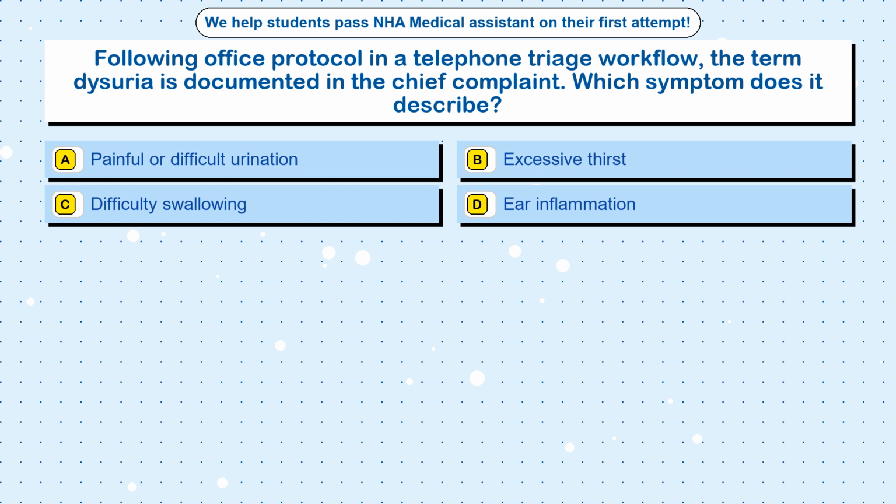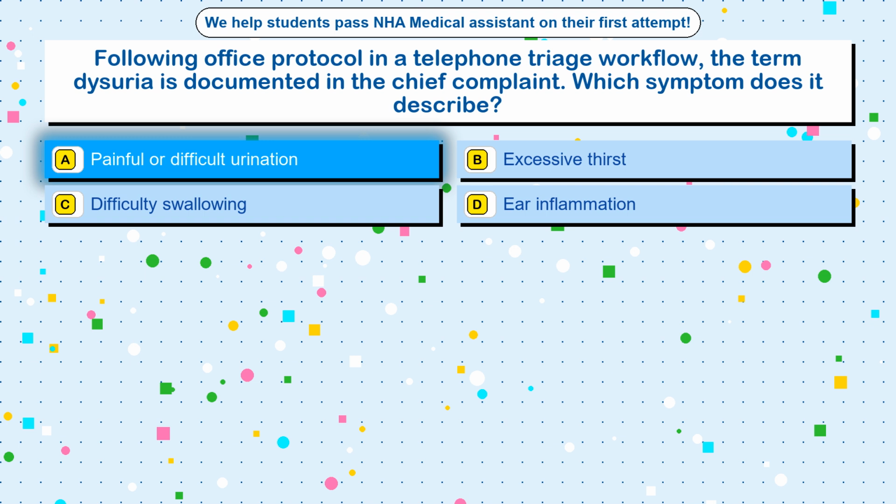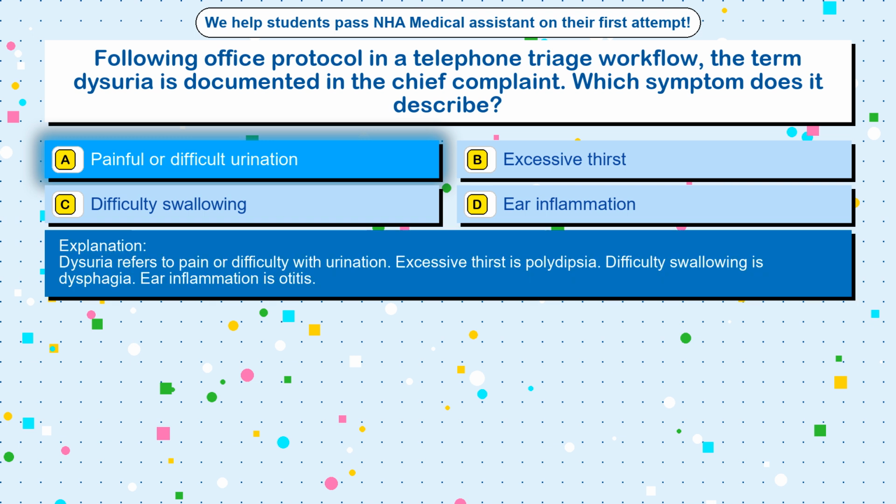Which symptom does it describe? Option A, painful or difficult urination. Option B, excessive thirst. Option C, difficulty swallowing. Option D, ear inflammation. The correct answer is option A, painful or difficult urination. Dysuria refers to pain or difficulty with urination. Excessive thirst is polydipsia. Difficulty swallowing is dysphagia. Ear inflammation is otitis.